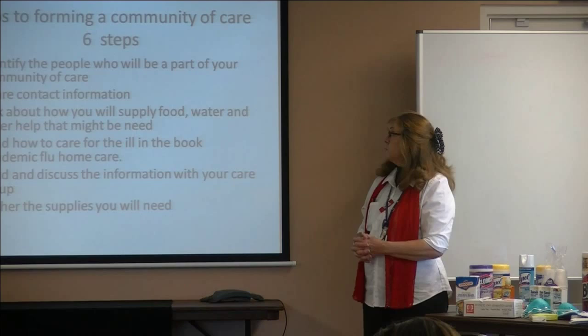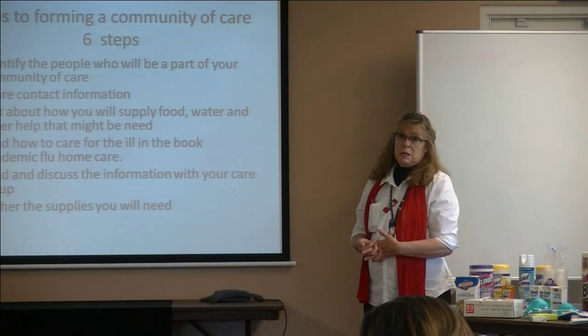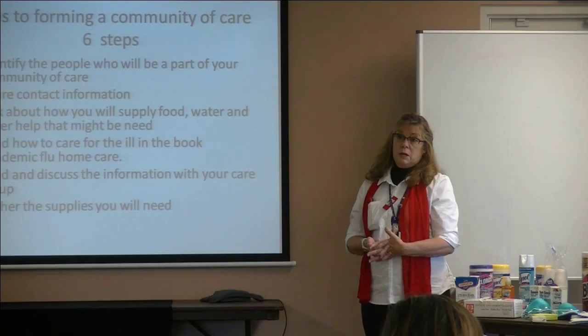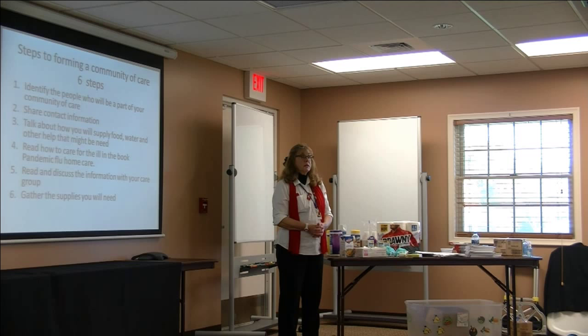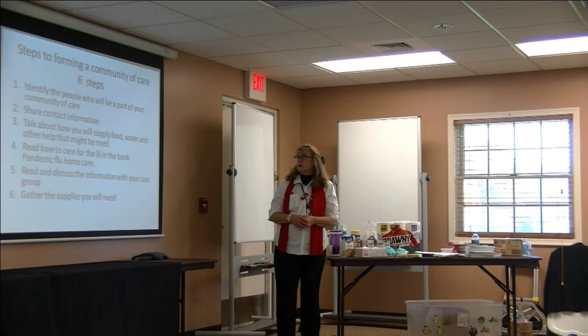So if you want to set up a community of care, there are 6 simple steps that you can do. First is to identify the people who will be part of your community of care. Say all of us in this room, we're all friends and we decide, okay, let's divide up and check on each other and take care of each other if we're sick. We're going to take our book, study the signs and symptoms, and know what medicines to have in our houses. We're going to share all of our contact information with each other.